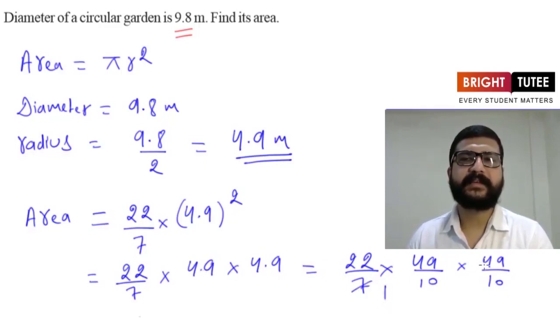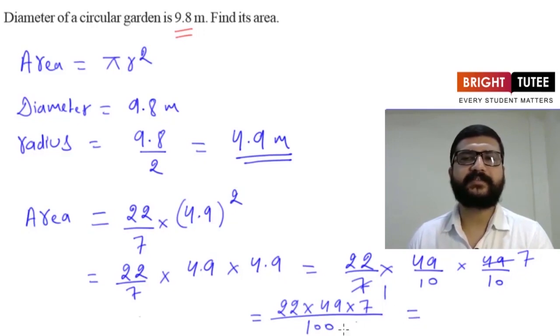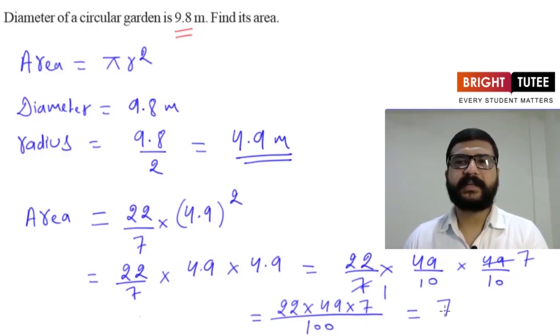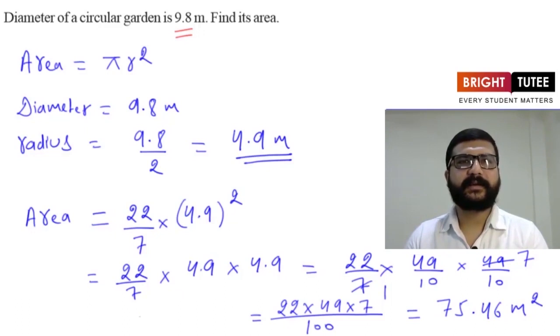Now 7 ones are 7, 7 sevens are 49. So now we just have to multiply it and get the answer. And we know how to multiply two numbers. So here we just have to multiply numerator with numerator. So we have to do it like this, 22 into 49 into 7. This has to be divided by 10 into 10, that is 100. Now this will be equal to 75.46 square meter. So this will be the area of the circular garden.